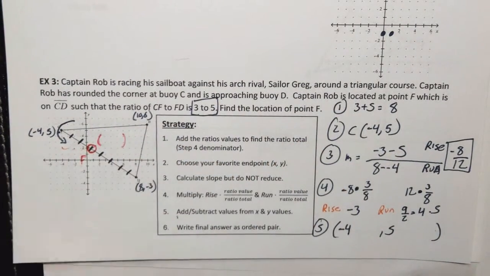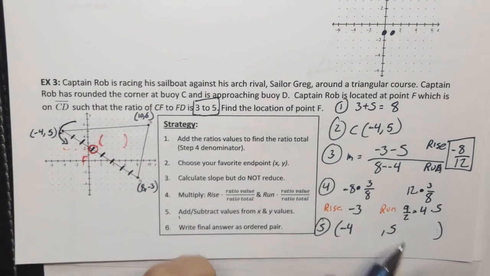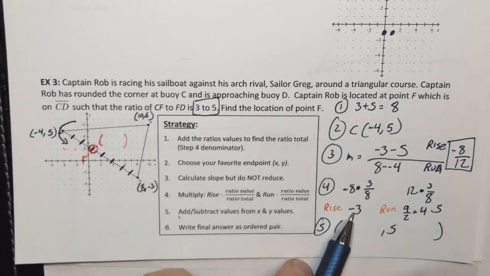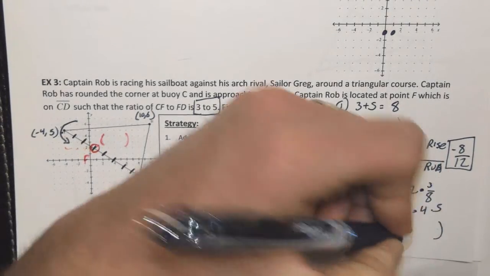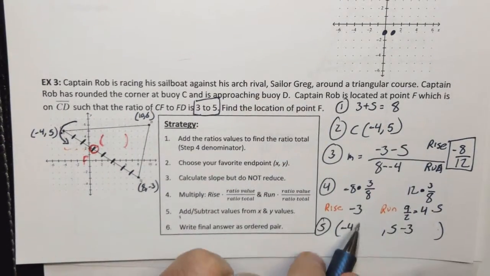And what I'm going to do is simply use my rise and run values, and I'm going to just tag them on here. So remember, rise is the vertical piece, and so I'm going to stick that with the 5. And run is the horizontal piece, so I'm going to stick that with the X.